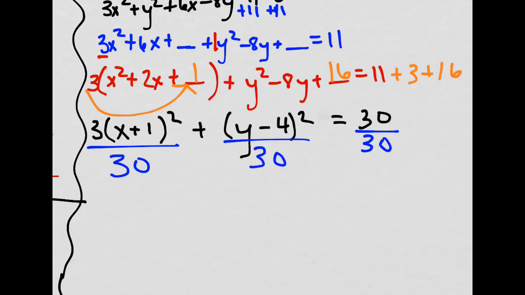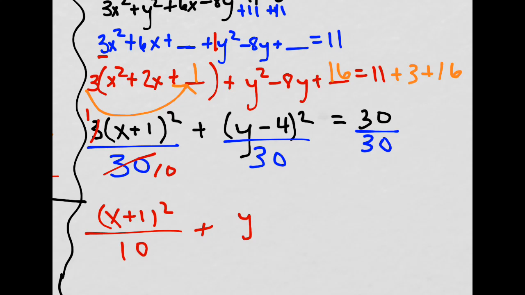And here's where the problem arises sometimes. Whatever this number out in front is with, we've got to reduce it if we can. So it's going to be x plus 1 squared. The 3 will go into 3 one time. It'll go into there 10 times. So we really don't have to write the 1 on top. But the new denominator will be 10, plus y minus 4 squared over 30, is equal to 1.